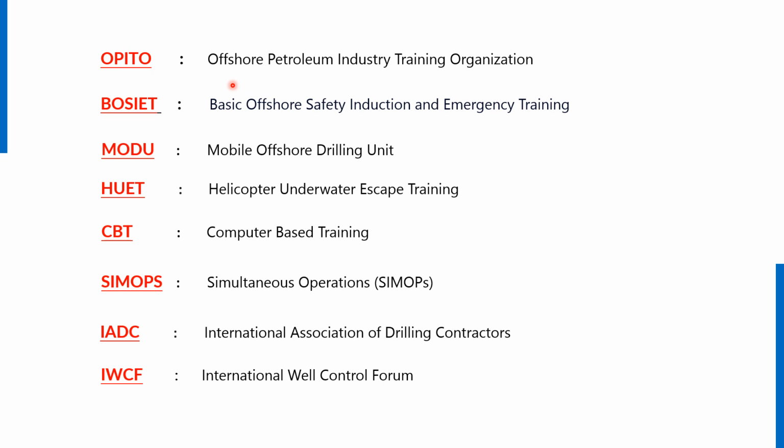Now we have here some abbreviations. OPITO stands for Offshore Petroleum Industry Training Organization. BOSIET is Basic Offshore Safety Induction and Emergency Training. MODU, Mobile Offshore Drilling Unit. HUET, Helicopter Underwater Escape Training. CBT, Computer Based Training. SIMOPS, Simultaneous Operations. IADC, International Association of Drilling Contractors. IWCF, International Well Control Forum.